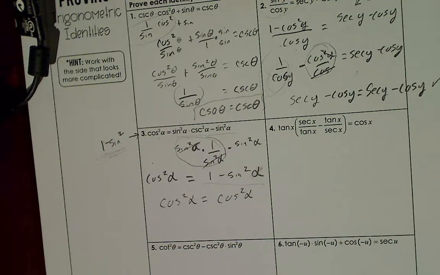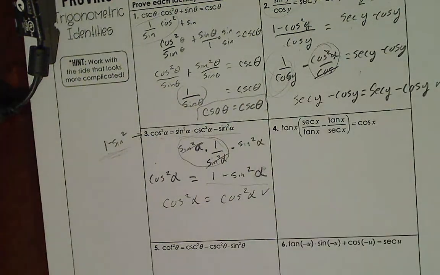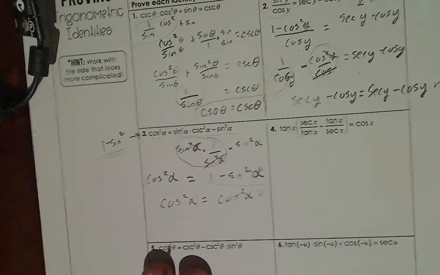The other way I think if I would have tried it, where I had sine squared and then made it cosecant minus 1 for cotangent, I would have actually come up with the same answer. But, you know, I might try that next time around.